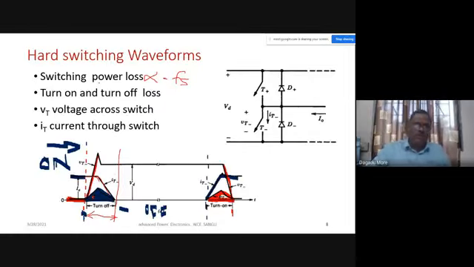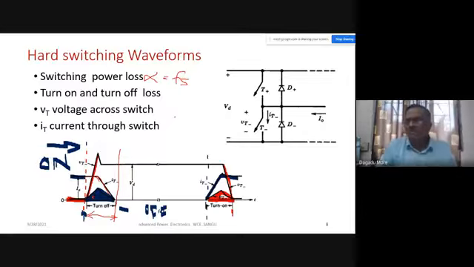So switching power loss is directly proportional to the switching frequency. As switching frequency increases, definitely the switching loss will increase. So this is the reason. When we want to turn on the switch, we turn it on. When we want to turn it off, we turn it off.